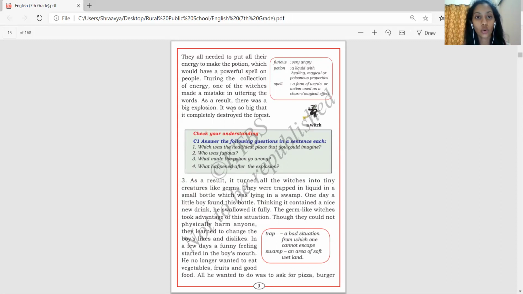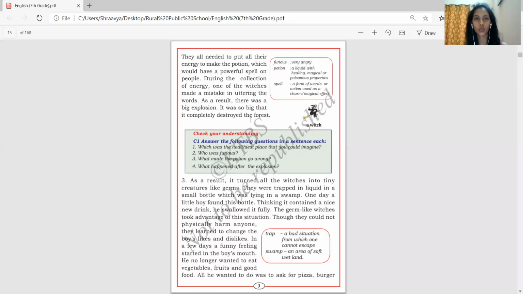During the collection of energy, one of the witches made a mistake in uttering the words. So, because there were multiple witches, there was one witch who made a mistake in uttering the word. As a result, there was a big explosion. Instead of making a potion, because she made a mistake, she said the wrong word.